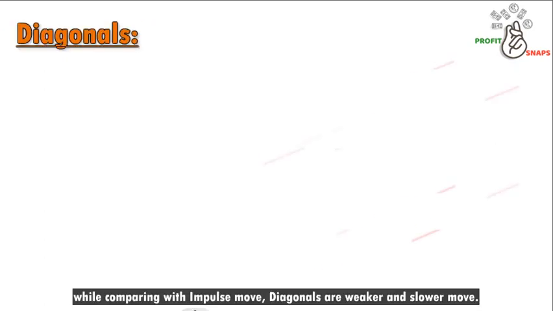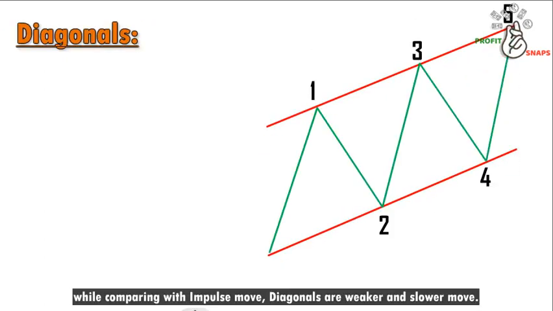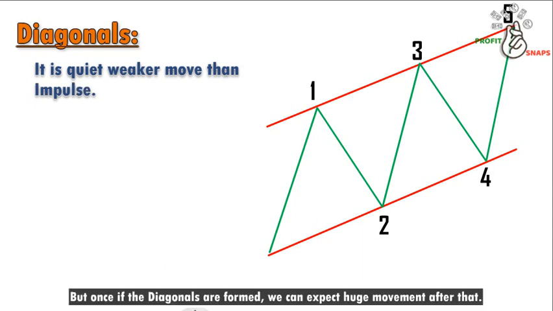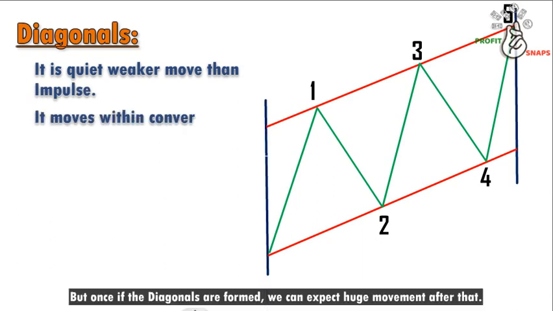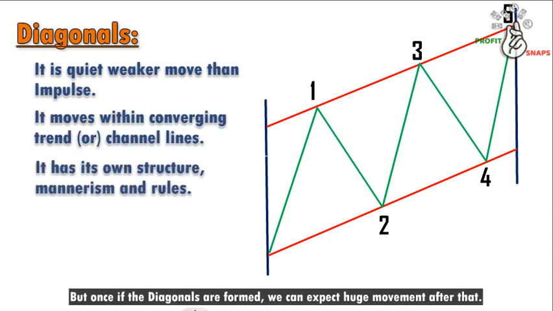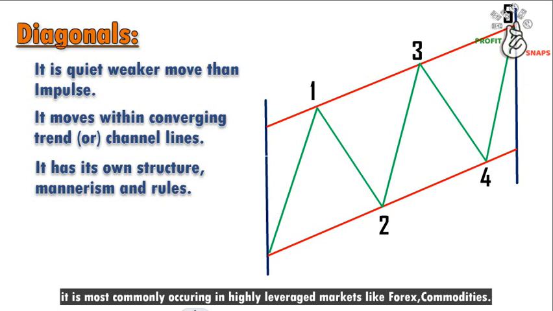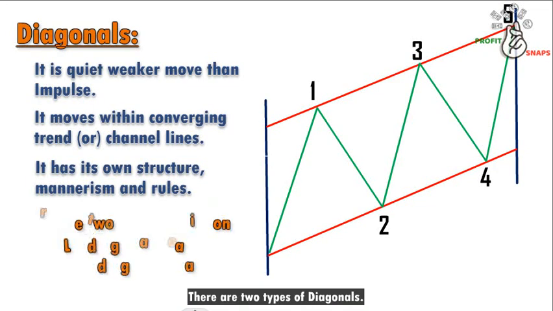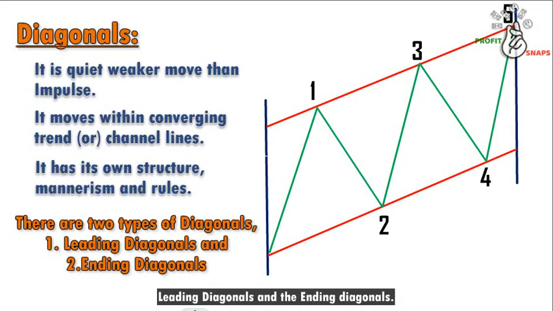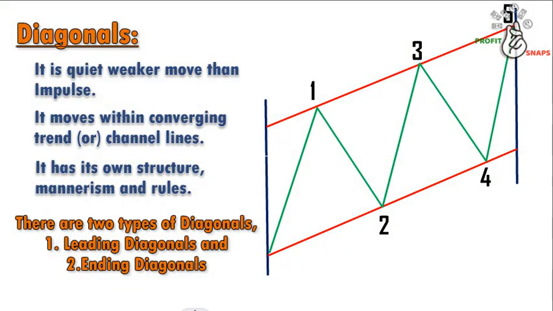While comparing with impulse moves, diagonals are weaker and slower moves. But once the diagonals are formed, we can expect huge movement after that. Diagonals also have their own mannerism, structure and rules. Thus it differs from the ordinary 5-wave structure. It most commonly occurs in highly leveraged markets like Forex and Commodities. There are two types of diagonals: leading diagonals and ending diagonals.